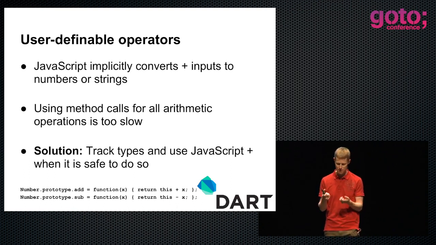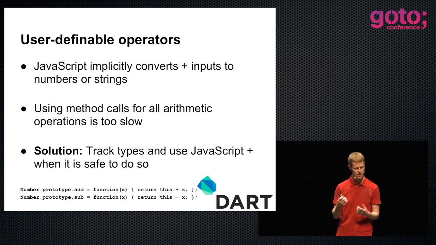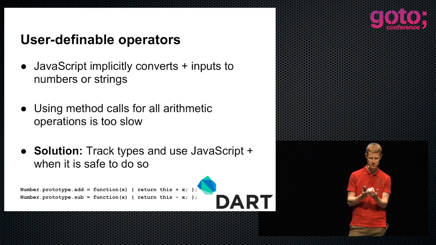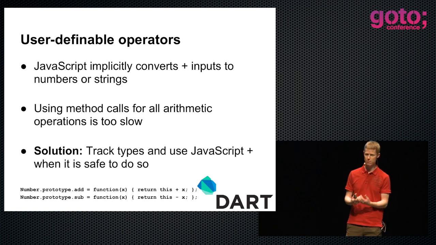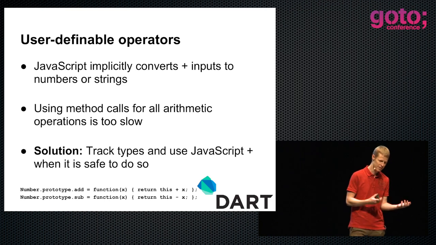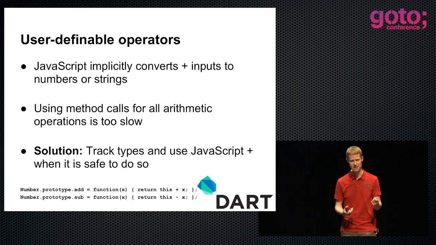JavaScript has this notion of implicitly converting plus inputs to numbers. So if you do a plus somewhere, the two inputs are converted to either a number or a string, depending on, well, the inputs. But there's no way you can make the JavaScript plus do a more high-level plus operation on vectors for you. So you cannot use JavaScript plus to implement Dart plus in the general case. It just doesn't work. The other way to do it, the simple way, is to say, whenever we see a plus in Dart code, we'll just call a method on the left-hand side.